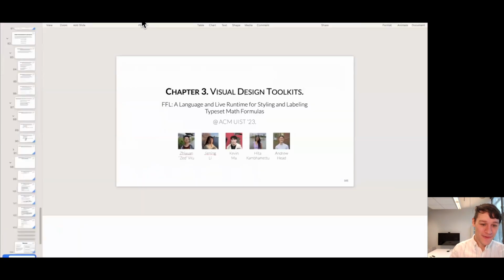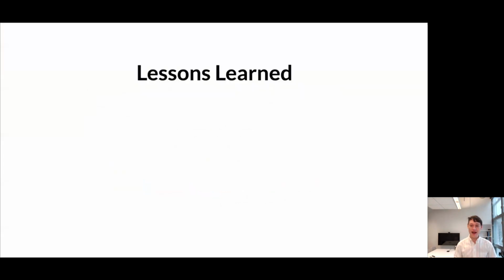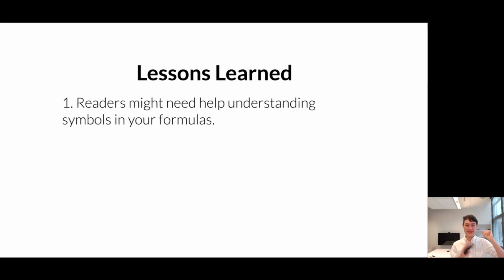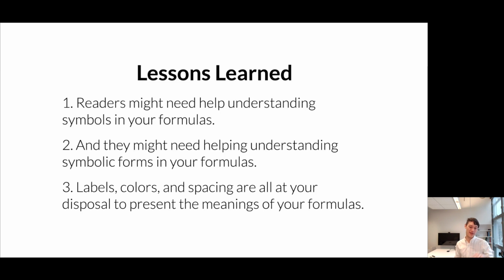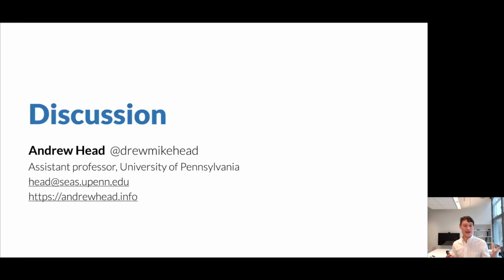Okay, so the takeaways I want you to take are, first, that readers might need help in understanding symbols in your formulas, and they might need help in understanding symbolic forms in your formulas. And furthermore, that labels, colors, and spacing are all at your disposal to present the meanings of your formulas. These happen to be some of the most common augmentations that we saw before. And with that, I think this is a good time to open it up for discussion.